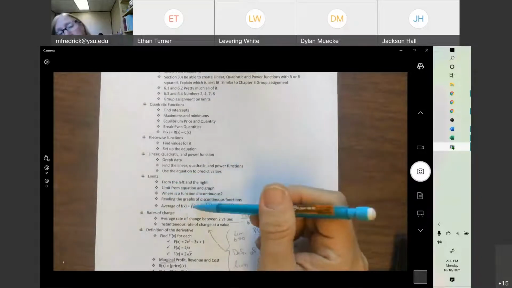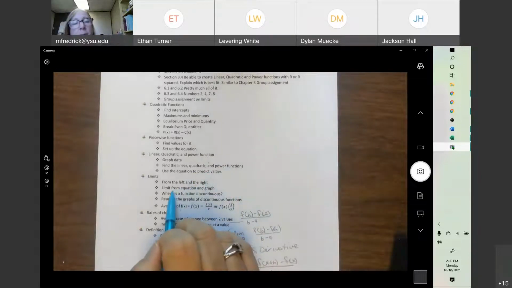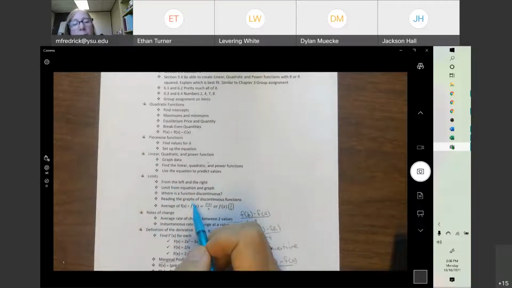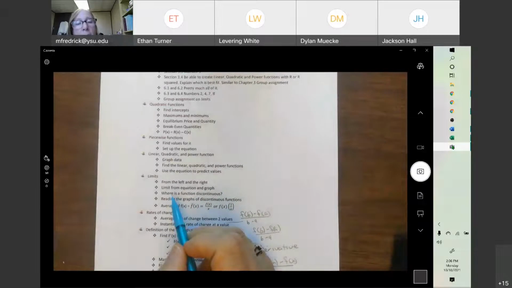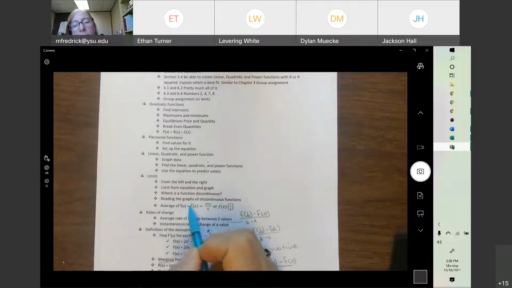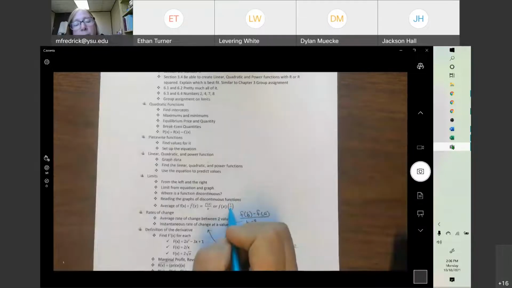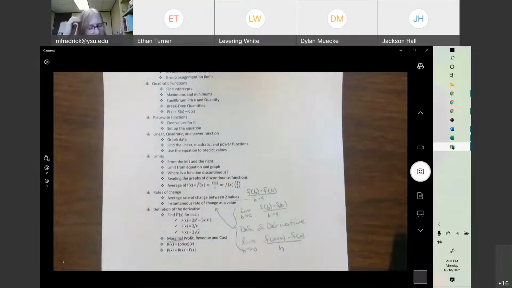There are lots of limits on both tests, the in-class and the take-home. Finding the limit from the left and the right, whether it's a graph or an equation. What else? Where it's discontinuous. And remember, this is where we did the average of a function. When you take the average of a function, you divide it by x or multiply by 1 over x. And there's a problem that we'll do in MyMathLab, and that's chapter 6.